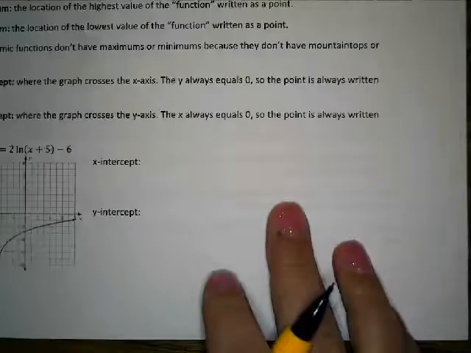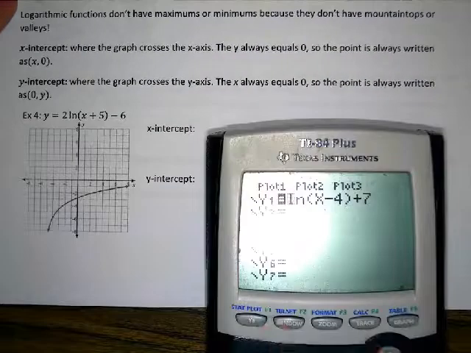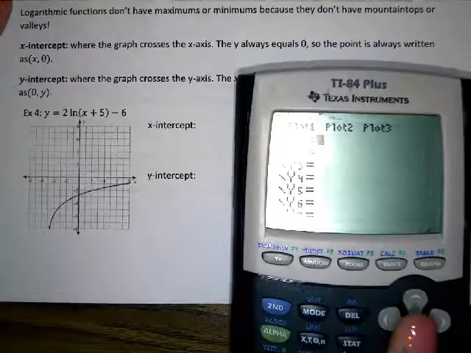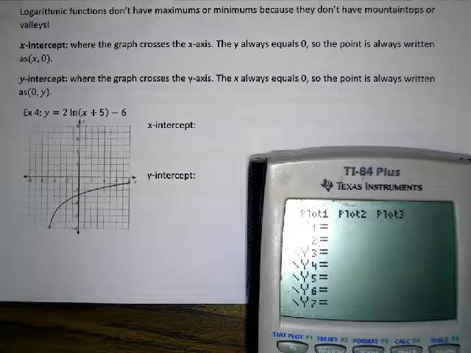So I think the one that I skipped here was example 4. So we're going to hop down to example 4. And we need to graph 2 times ln(x + 5) minus 6.